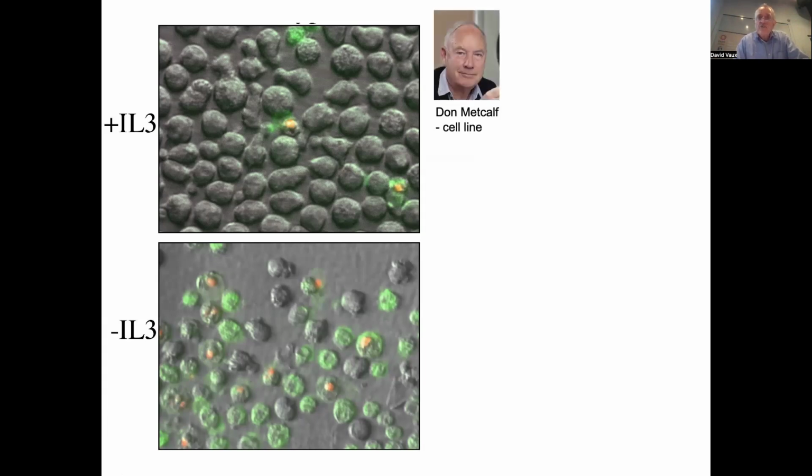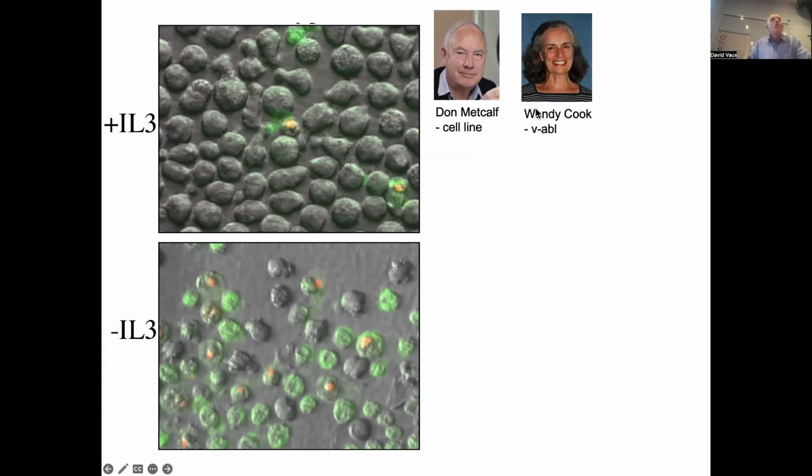So here's Don Metcalf, who developed that cell line. And the next picture is Wendy Cook. Wendy Cook had taken these cells and she'd infected them with a mouse virus that expressed a viral form of this oncogene called v-ABL. Now, I mentioned ABL before because it's a variant of ABL that's involved in chronic myeloid leukemia, a similar sort of white blood cells to these white blood cells.